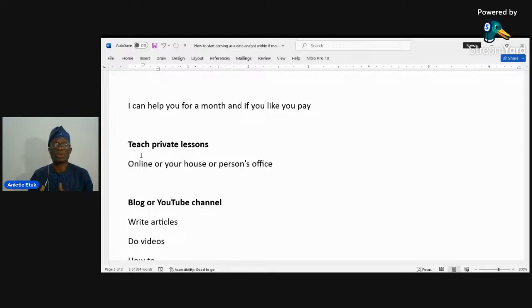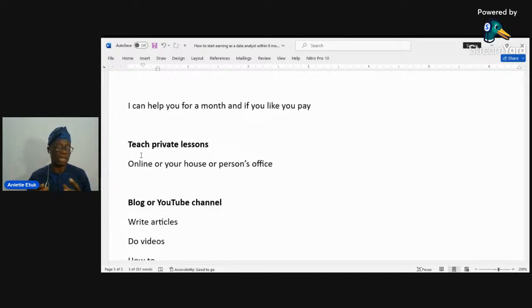So with Excel, you can begin to take private classes. For example, you can take a private class, even in your house, your students can come there, or you visit the person in the person's office. Maybe the person is handling a particular, let's say some accountants that don't know how to use Excel. You can show them how to use Excel. You can take classes with them and you can charge them a fee. You can train an entire department. You can take online classes. Are we together? Now, let me tell you something about online classes.